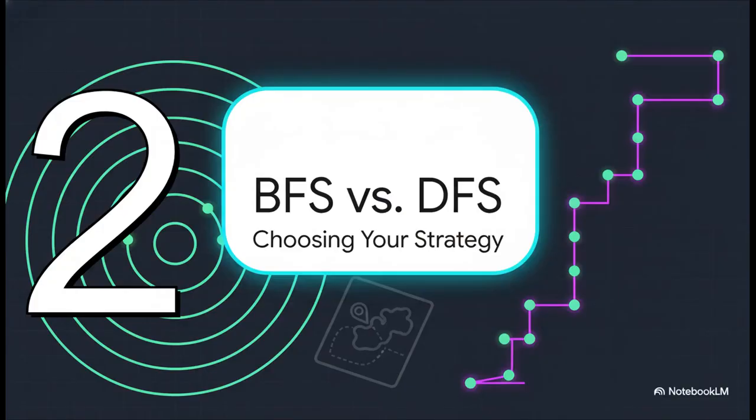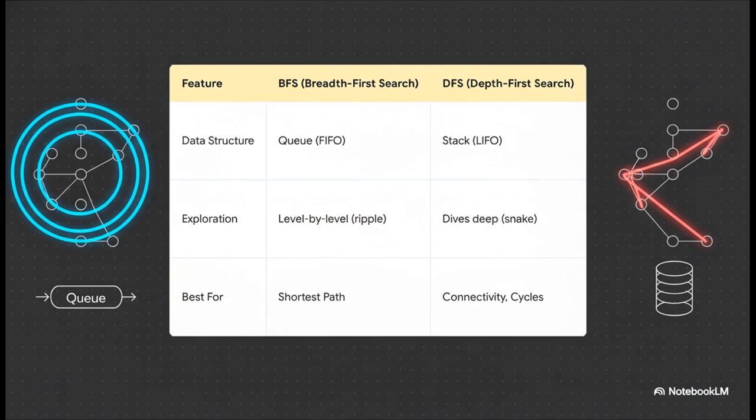So, once we see the graph, the next logical question is, how do we explore it? How do we actually walk from one piece of land to the next to map out an entire island? Well, there are two main strategies for this, and understanding the difference between them is crucial. Now, this is where it gets really interesting. The only real difference between these two is the data structure they use, and that completely changes how they explore.